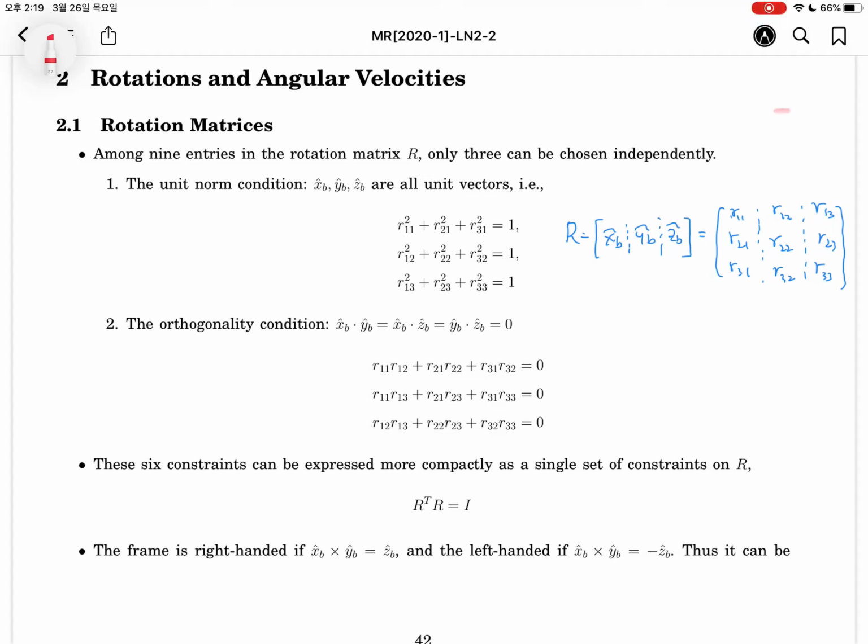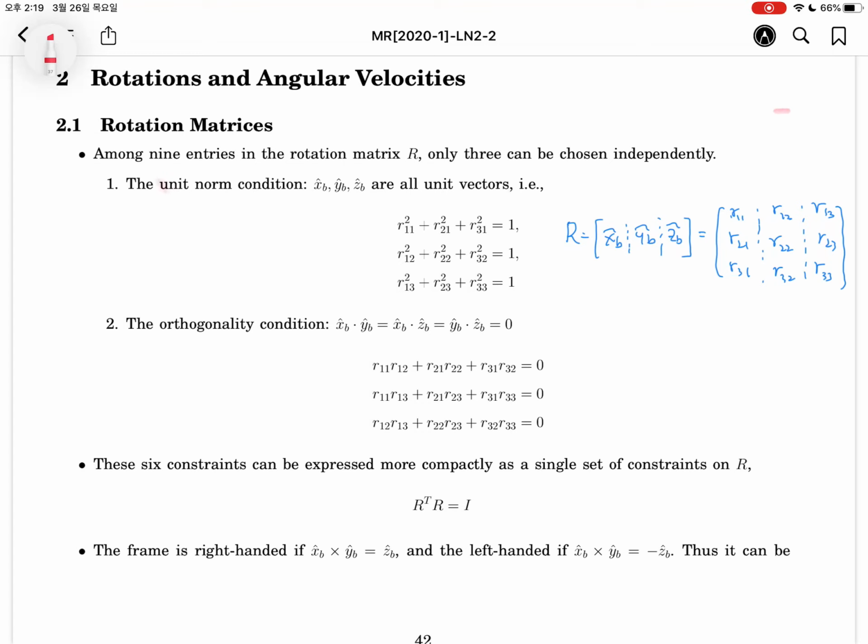Okay, let's check the property of rotation matrices. As you know, the rotation matrix has nine elements, but only three are independent. It means that we have six constraints. So let's consider the constraints.